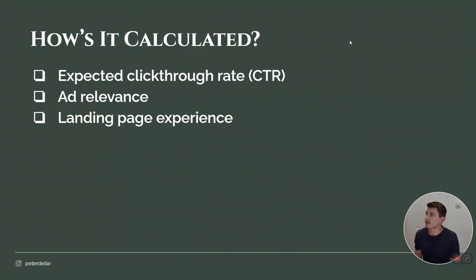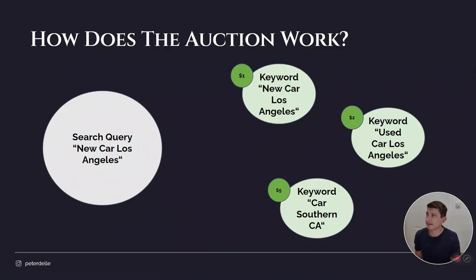So let's talk about it. How is a quality score calculated? What are the variables that Google takes into account when determining what your quality score is? Your expected click-through rate, your ad relevance, and your landing page experience. So we'll go through and talk through each one of these and what maybe is a good ad relevance or a bad landing page experience, in more detail.